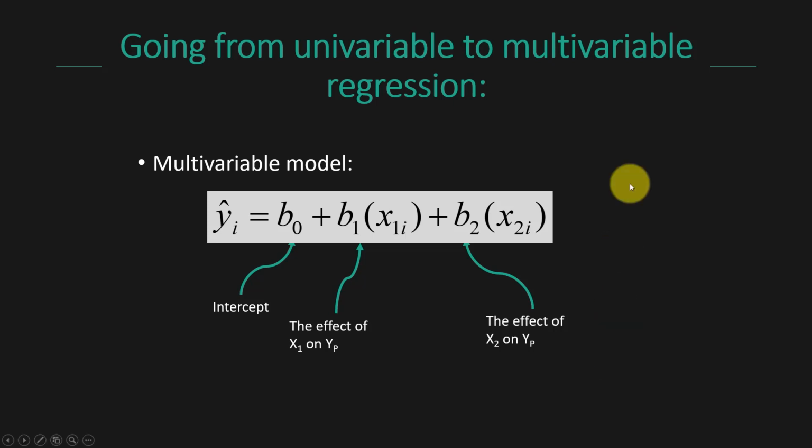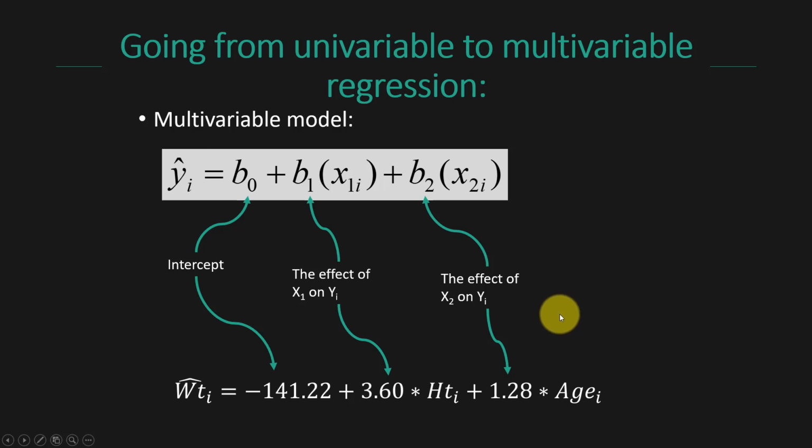When we go from a univariable model to a multivariable model, as you might have guessed, we're going to add an additional predictor into our regression equation. We still are making some prediction about y, represented by y hat. We're going to make some estimate of the intercept. Then we're going to have some estimate of the effect of our first x variable, and then some estimate of the effect of our second x variable. So this will be the effect of x1 on our y prediction, and this will be the effect of x2 on the predicted y value.